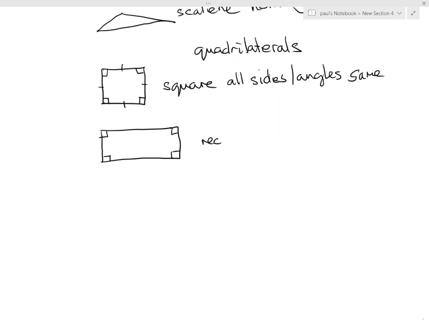So this one's a rectangle, and the top and the bottom are the same as each other, and the left and the right are the same as each other.